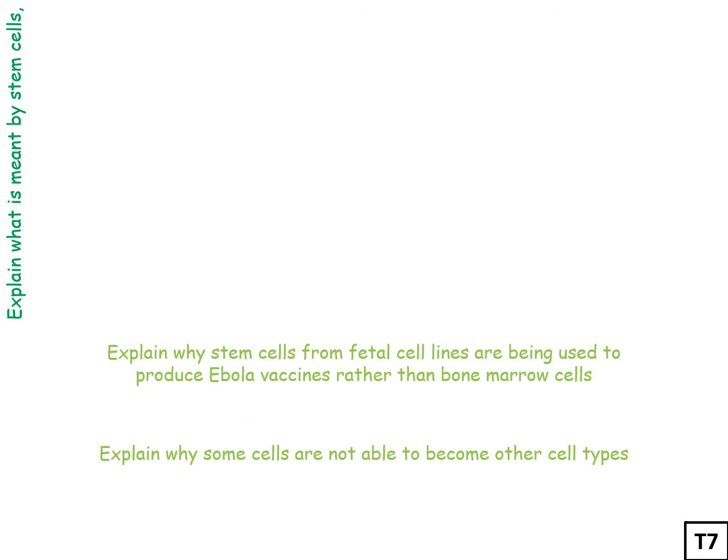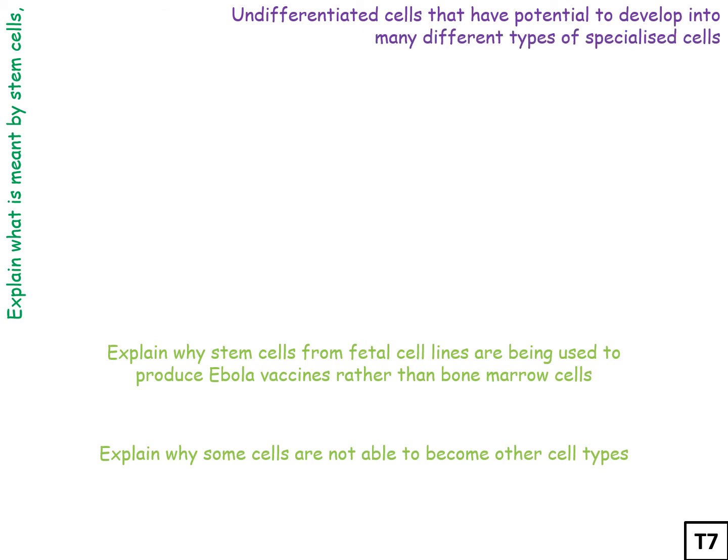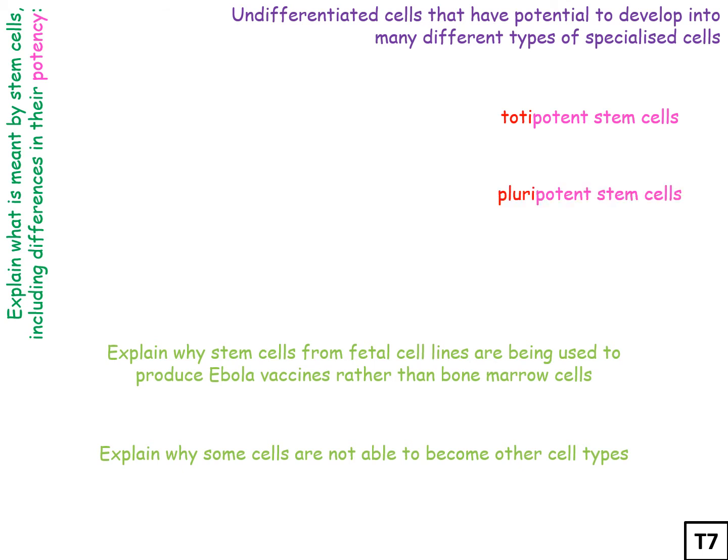Explain what is meant by stem cells. So if you use the definition from the previous slide, we understand that stem cells must be undifferentiated cells that have the potential to develop into many different types of specialized cells. And then we've got to look at the differences in the potency. So obviously we know that they could be totipotent stem cells, or pluripotent stem cells, or multipotent stem cells.